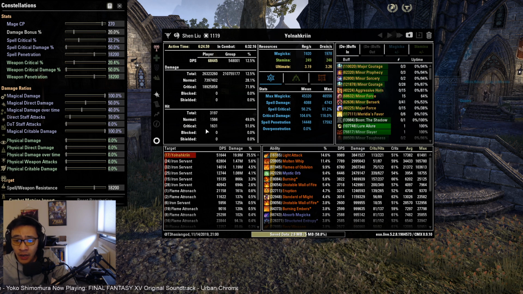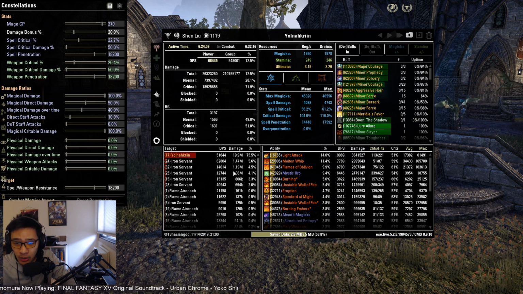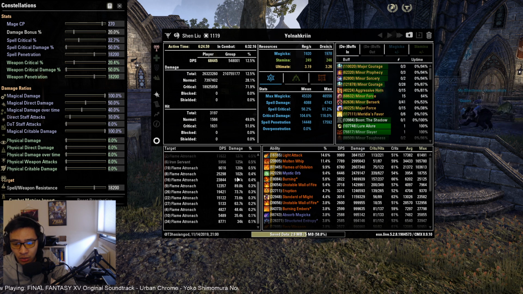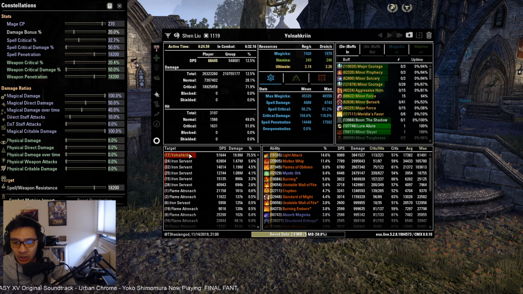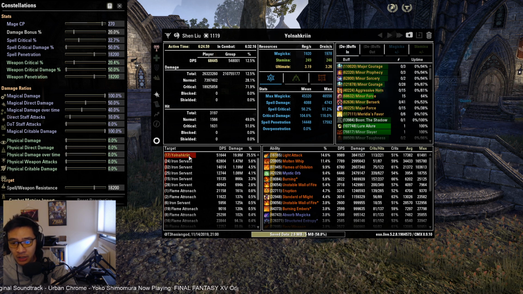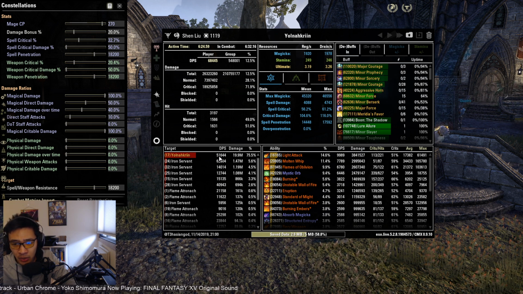Then down the bottom left, you will see all the different targets that you have hit throughout the parse. The one that is highlighted here, in this case Yolnacrene, is usually going to be the boss, and usually this DPS is the most important.